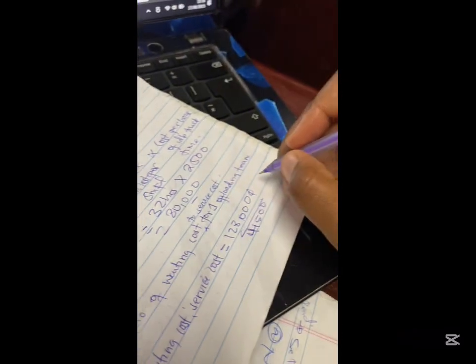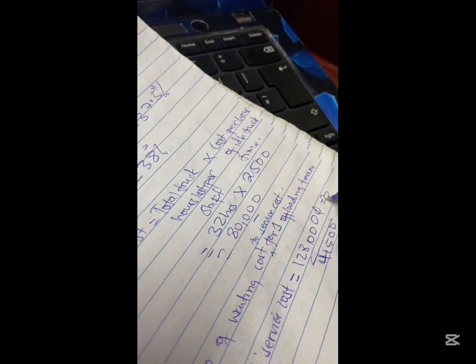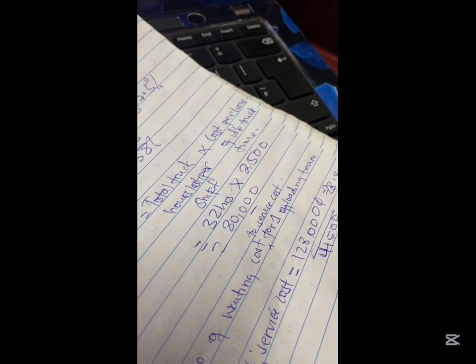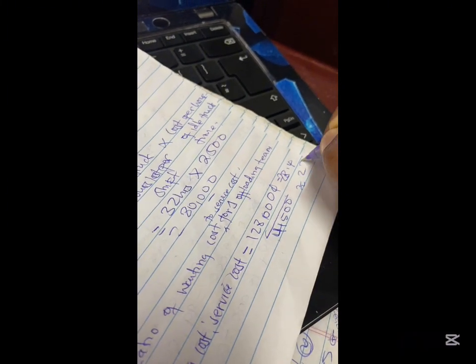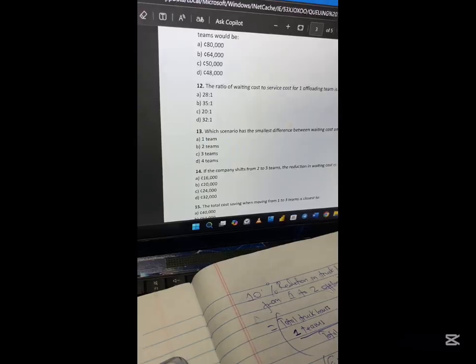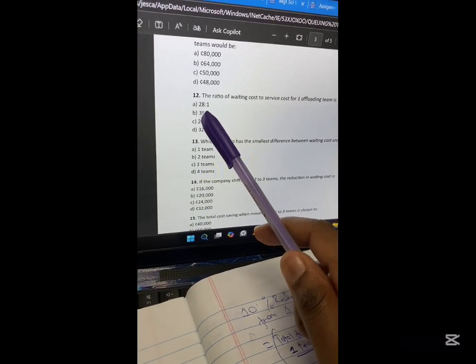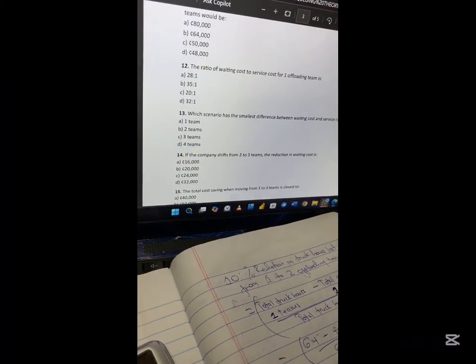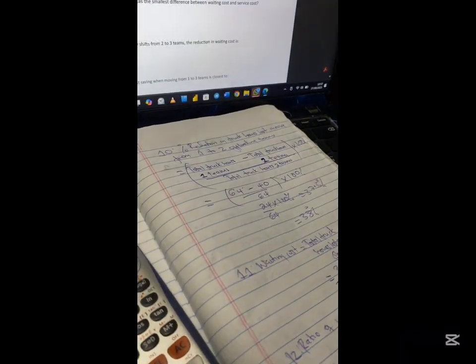That will give us 28.44. The answer will be equal to 28.4, which is approximately 28. So from our answers, our option will be option A, which is 28:1. So that should be our answer for this question.